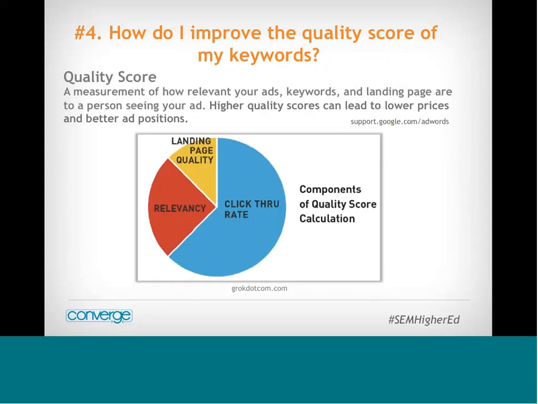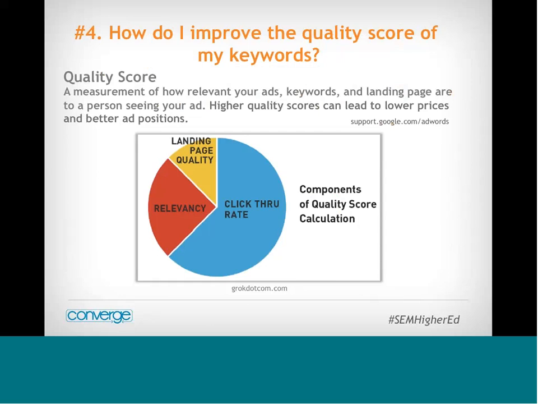Next question. How do I improve the quality score of my keywords? AdWords defines quality score as a measurement of how relevant your ads, keywords, and landing page are to a person seeing your ad. Higher quality scores can lead to lower prices and better ad positions.